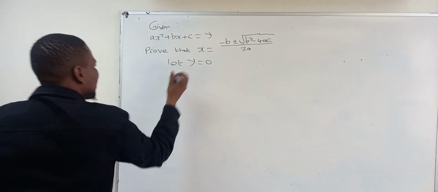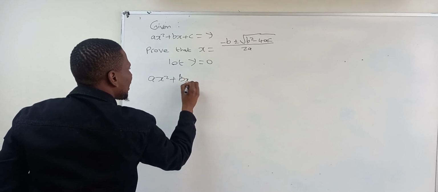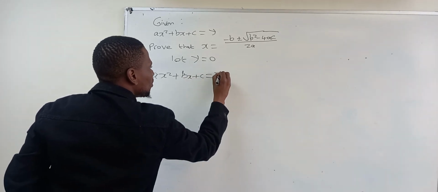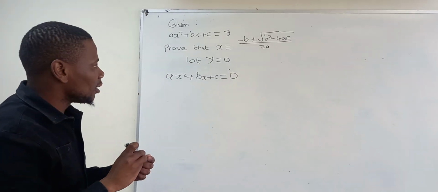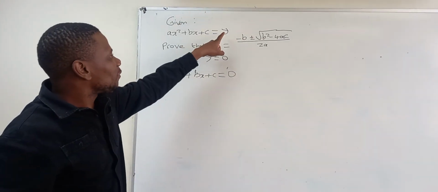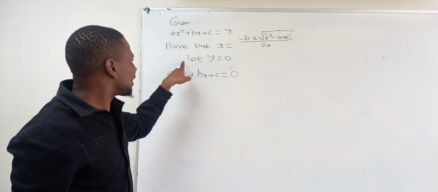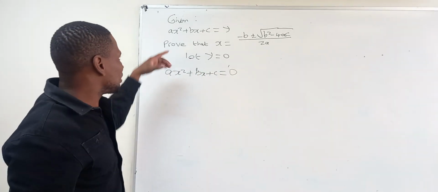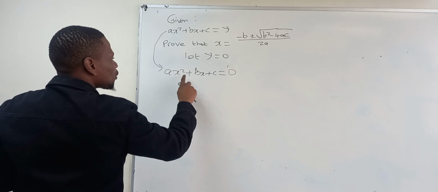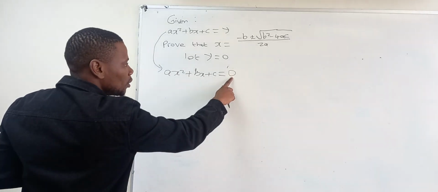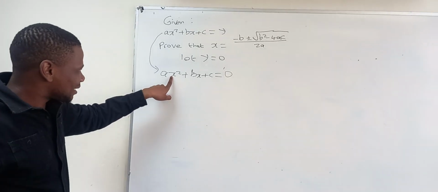So we'll have the equation like this: ax squared plus bx plus c is equal to 0. Remember this, guys. From this equation, we equate the value of y to 0. We said let y equal 0. So the original standard equation becomes ax squared plus bx plus c is equal to 0. So what we do now, we want the value of x.